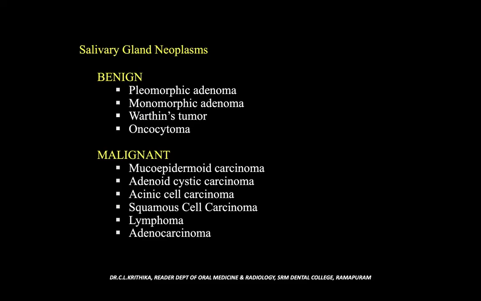The salivary gland neoplasms can either be benign or malignant. The benign neoplasms include the pleomorphic adenoma, monomorphic adenoma, the Warthin's tumor, oncocytoma. The malignant neoplasms include the mucoepidermoid carcinoma, adenoid cystic carcinoma, acinic cell carcinoma, squamous cell carcinoma, lymphoma, and adenocarcinoma.